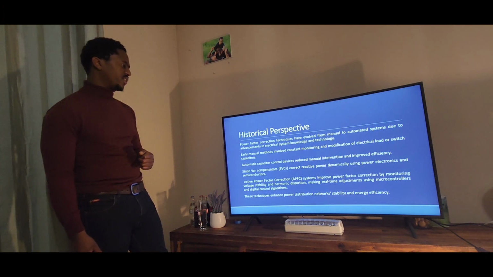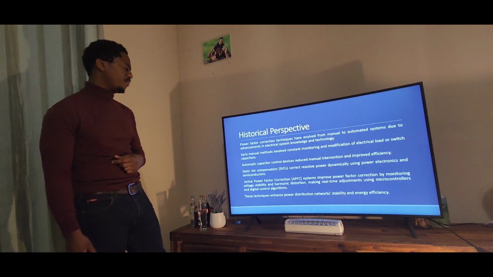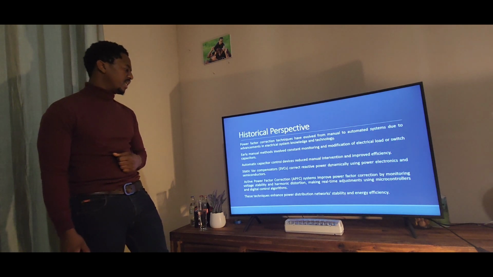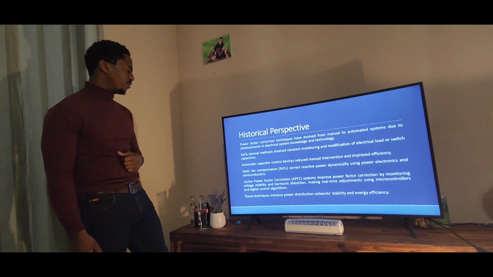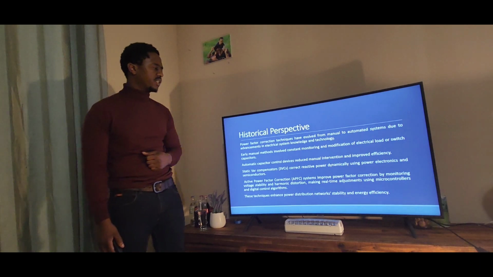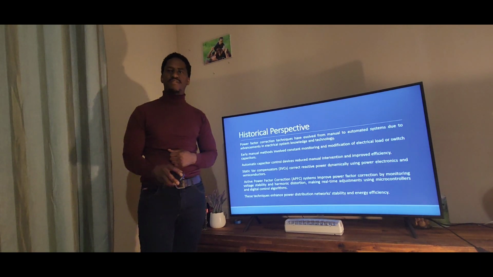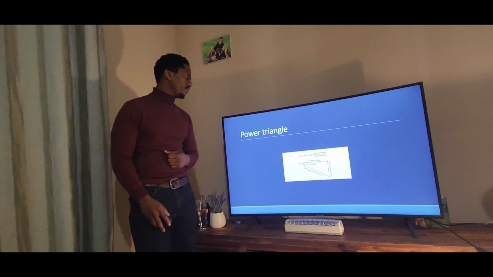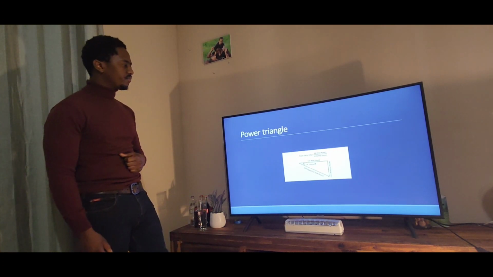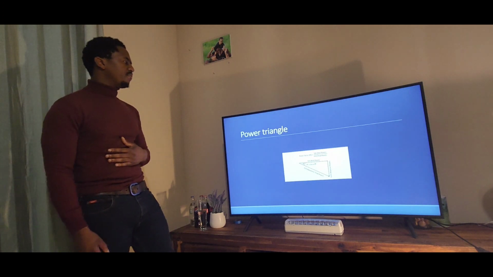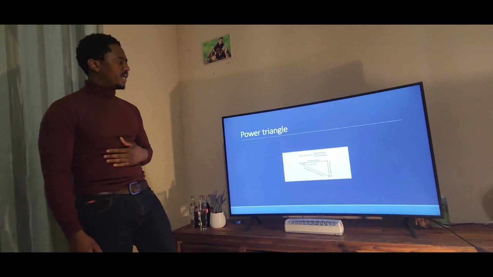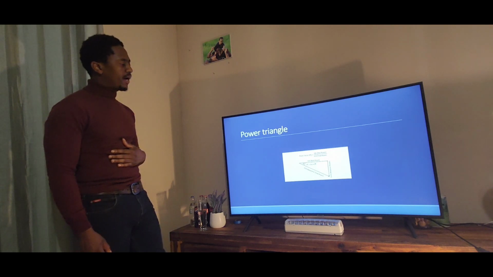Active power factor correction systems improve power factor correction by monitoring voltage stability and harmonic distortion, making real-time adjustments using microcontrollers and digital control algorithms. These techniques enhance power distribution network stability and energy efficiency. Power triangle. Power factor is calculated by using this formula: the real power over the total power.